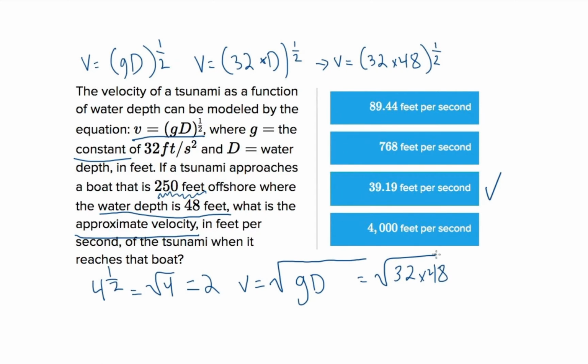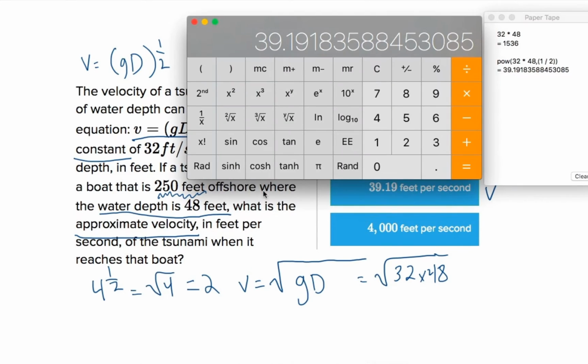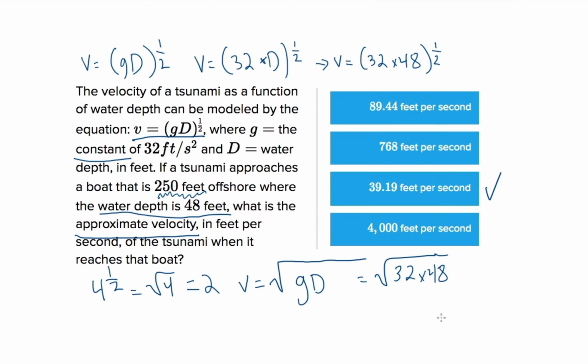So rather than doing all of that x to the y stuff in the calculator here, I could actually just do 32 times 48 and then take the square root using the square root button, and I get 39.19, etc., and that is my correct answer. So actually I was able to check it two ways, but remember that something to the 1/2 power is just the square root.